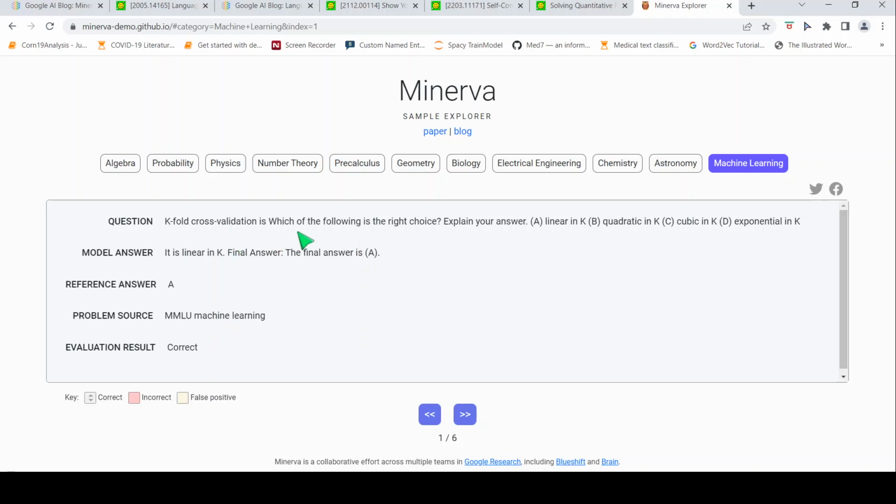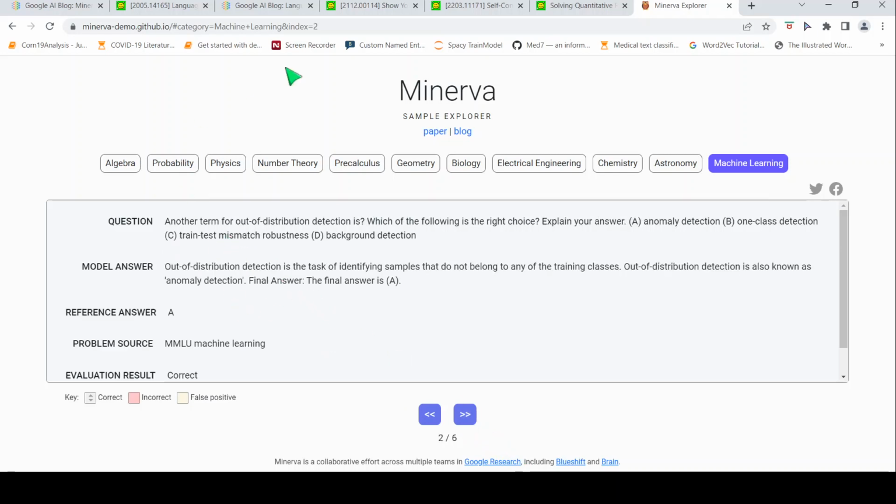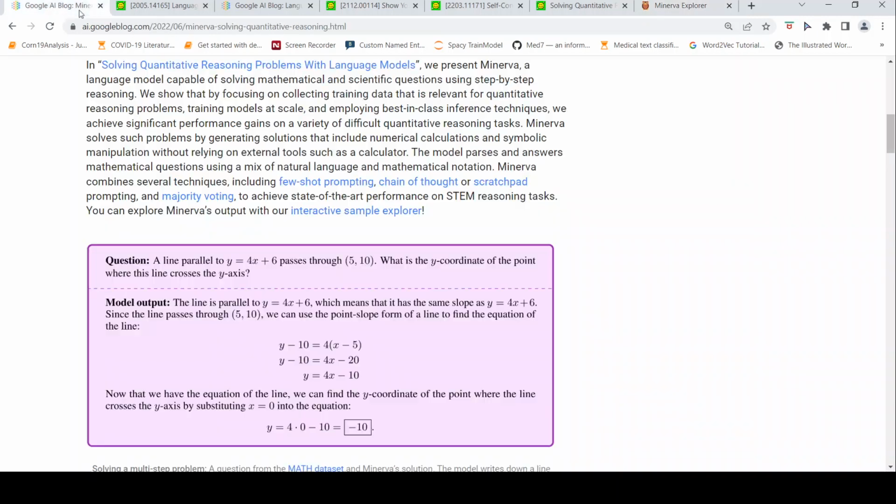K-fold cross validation is which of the following is the right choice? Explain your answer. Okay, there is linear in K, quadratic in K. So this is the model answer. Okay, and it's a correct answer. This is another question. So they have given the different problems where this particular model has given a solution. Okay, now let's go back.